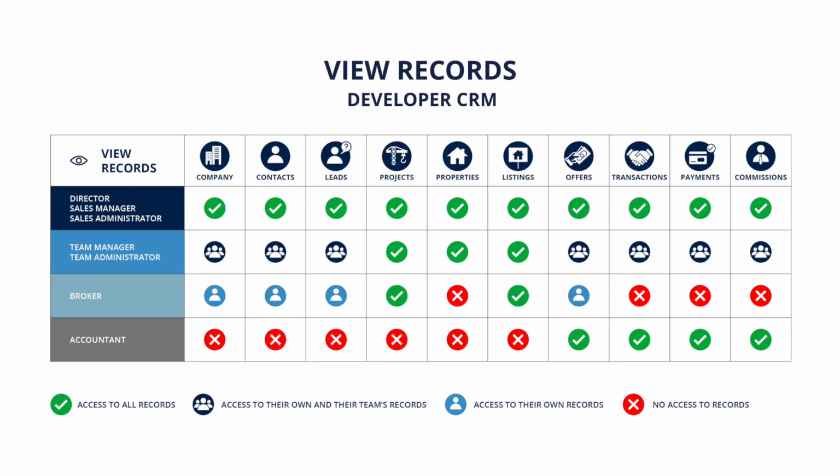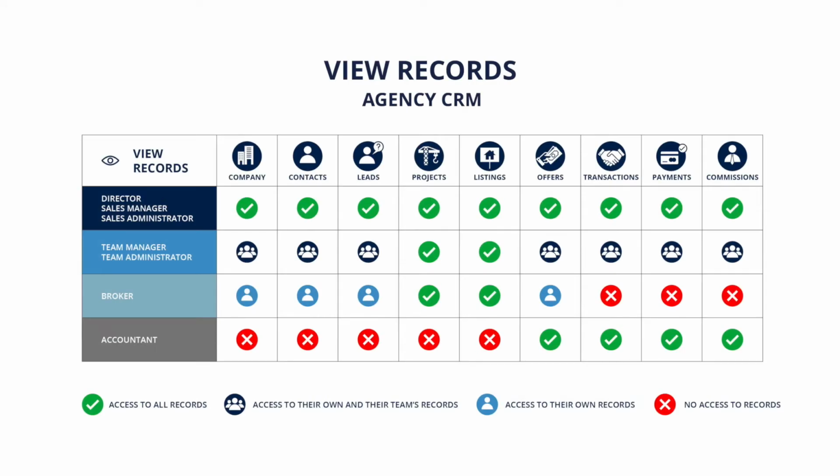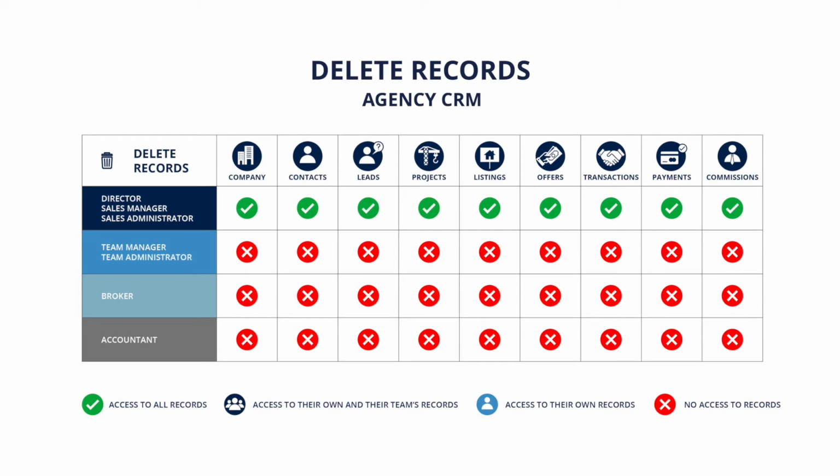All profiles have view and edit access for records owned by them. Team managers and administrators also have view and edit access to all records owned by members assigned to their team. The top level of profile for directors, sales manager, and the sales administrator have access to view and edit all records in the CRM. Deletion of records can only be done by the top tier of profiles: director, sales manager, and sales administrator. This is to ensure that no data is lost accidentally or maliciously.